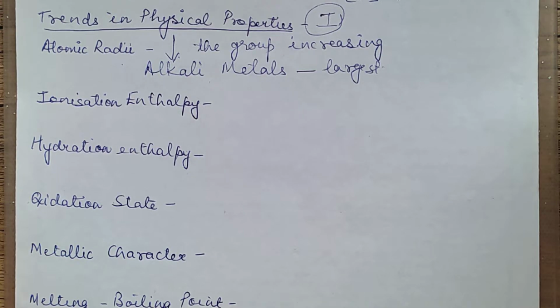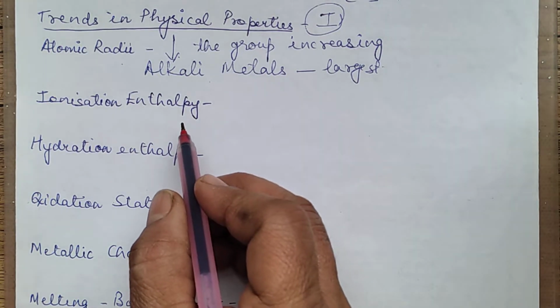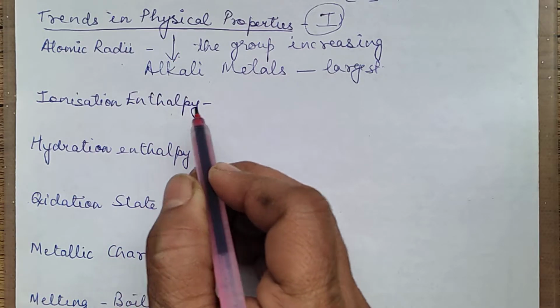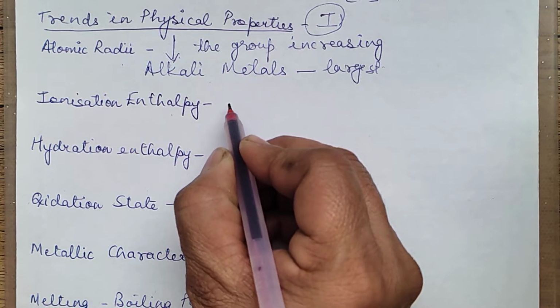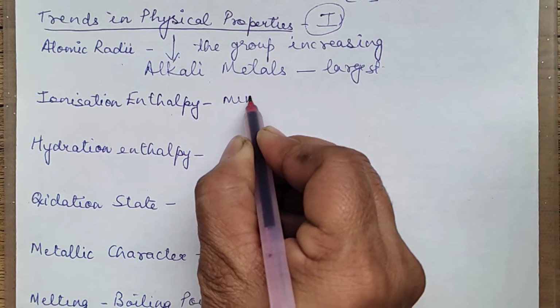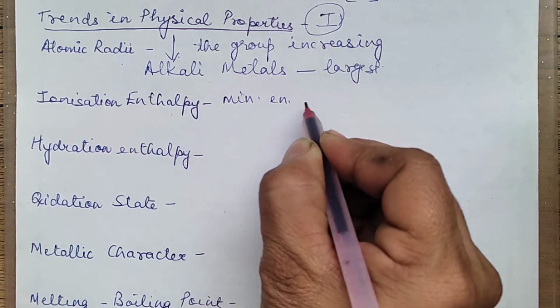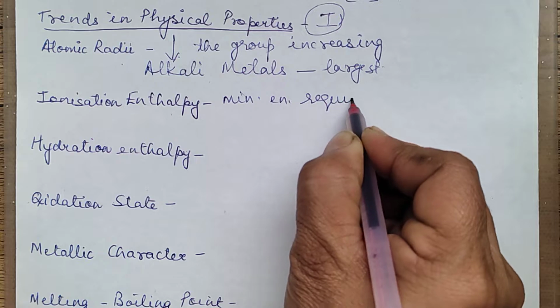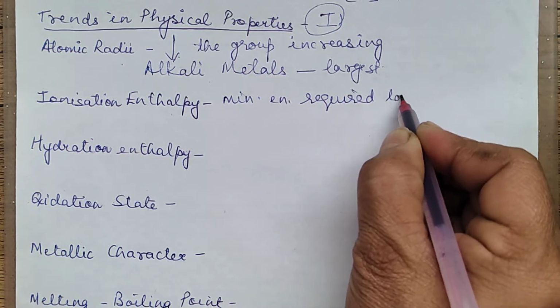Right? Now, let us talk about ionization enthalpy. Ionization enthalpy is the minimum energy, I think you know that, minimum energy required to remove an electron.